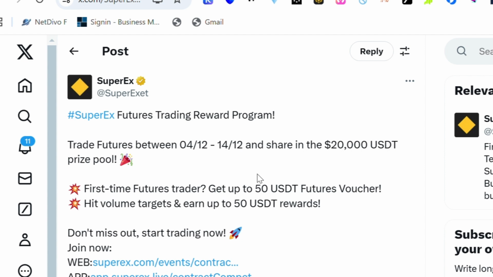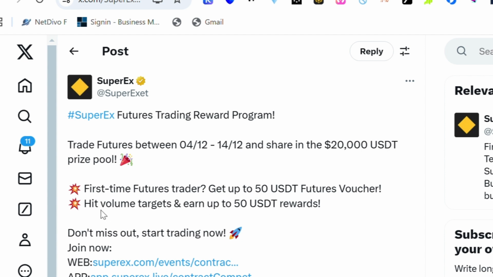So here is what you have to do guys. Futures trade between December 4th and December 14th and share from this 20,000 USDT. First time futures trader: if this is your first time guys, you're going to enjoy a 50 USDT voucher. It means once you trade guys, you're going to trade for free because all the transaction fees will be taken care of with your 50 USDT.